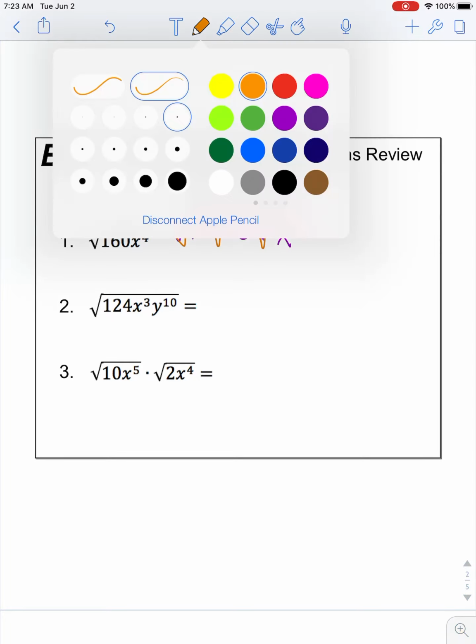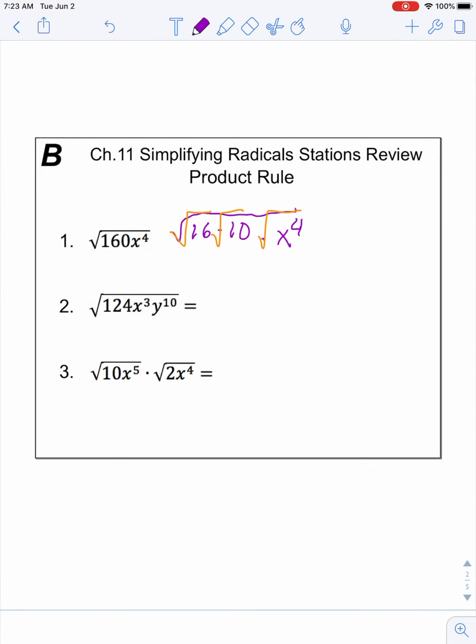So now I give each of the factors their own square root, and the square root of 16 is 4. The square root of 10 stays under the radical, but the square root of x to the 4th is x squared. So we get 4x squared, square root of 10. There are no more perfect squares that go into 10, so that is simplified.